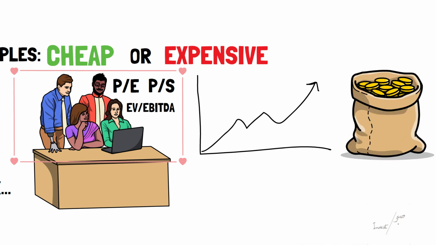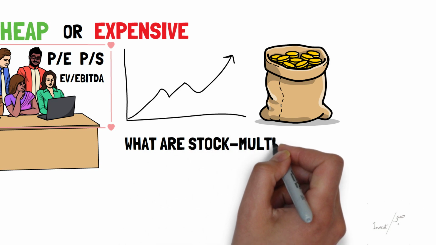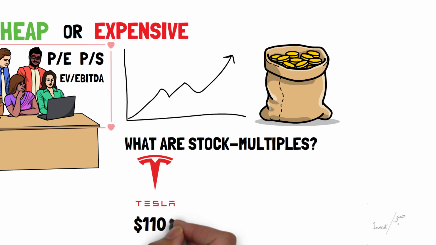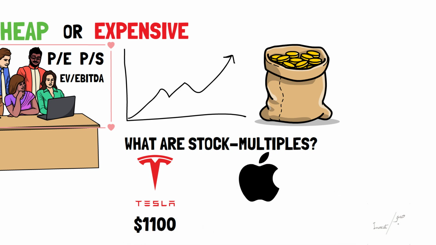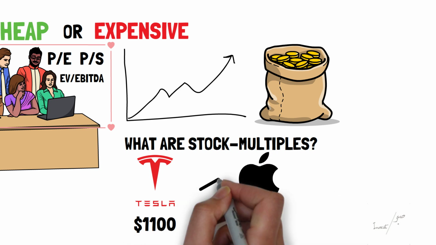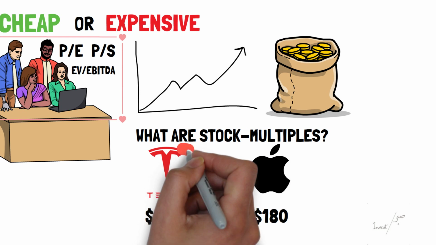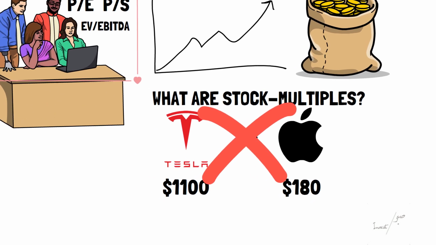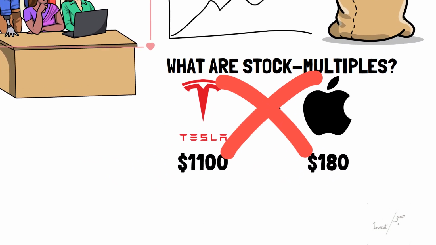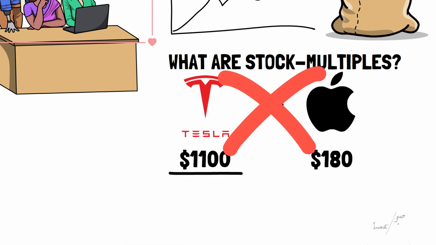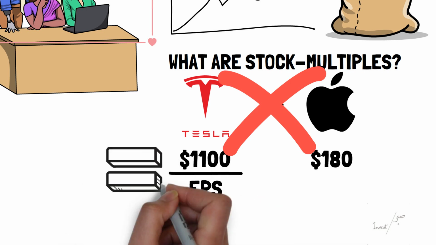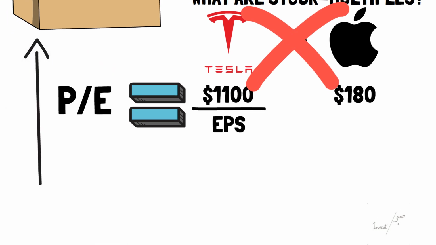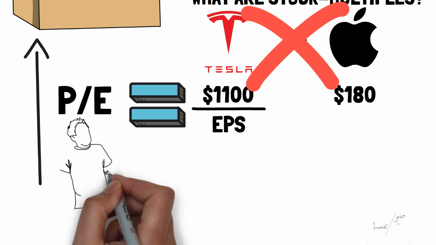So, what are stock multiples? First, we must understand what stock multiples are before we can use them. Right now, Tesla trades at roughly $1,100, while Apple trades at $180. Does that mean Tesla is more expensive than Apple? That's not quite how it works. See, stock multiples compare the stock price to some fundamental number. For example, Tesla is trading at $1,100, and by dividing it by the earnings per share, we get the PE ratio. Generally speaking, the higher the stock multiple, the more expensive the stock is.